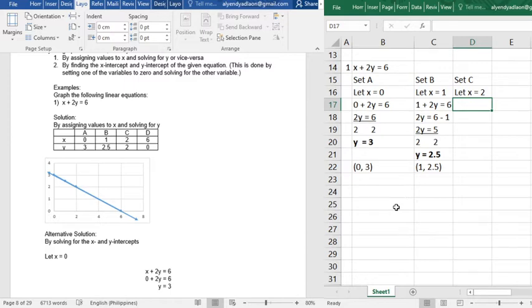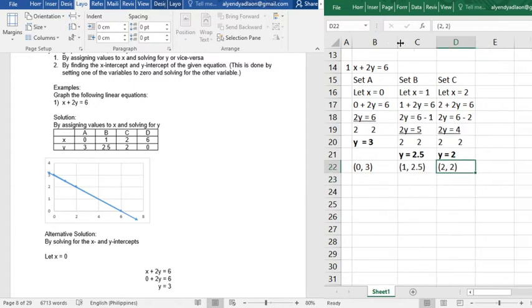So how are we going to solve? 2 plus 2y equals 6. And then 2y equals 6 minus 2. Alright, so 2y equals 6 minus 2, that is 4. Bring down 2. So we have y equals 4 divided by 2, that is 2. And so we can get our ordered pair, 2 for the x and 2 for the y.